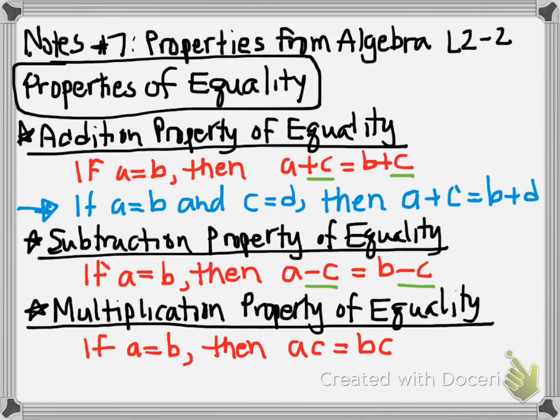This one we do see quite a bit shows up in proofs, where we're trying to get rid of, let's say, a denominator, or we're trying to get rid of a coefficient of some sort. We can use this property, or, on the next page, its cousin, the division property of equality.